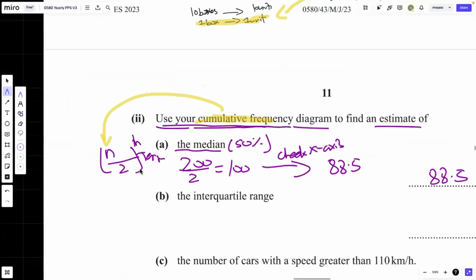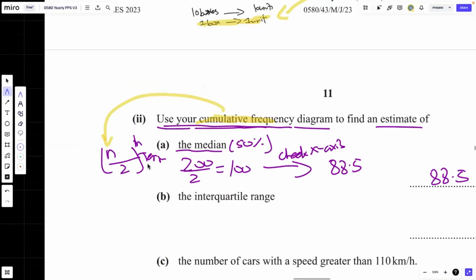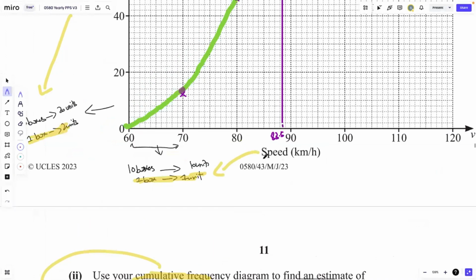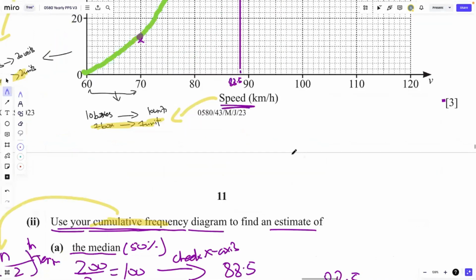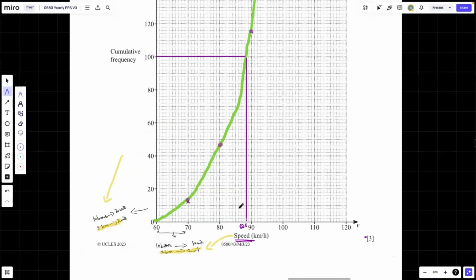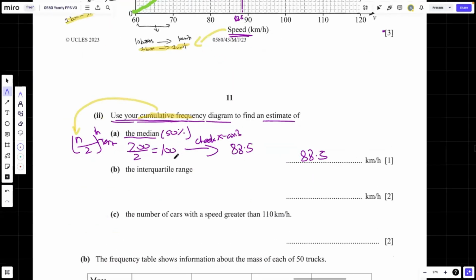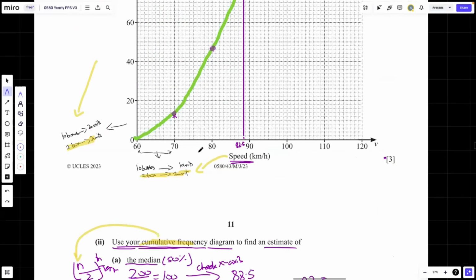Similarly, as we were trying to find the term in stem and leaf, we found the term number and then looked at the term that was the answer. Here, the answers for median and for upper and lower quartile are going to be on the x-axis. So do not forget to check the corresponding value. The answer is not going to be 100 actually, it's actually going to be 88.5. You check against that value.